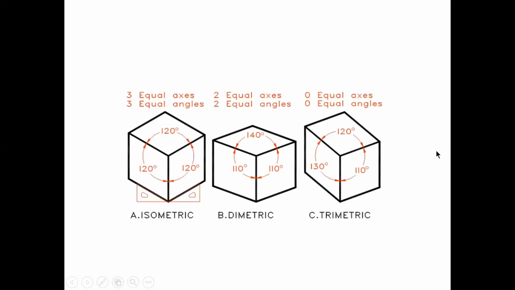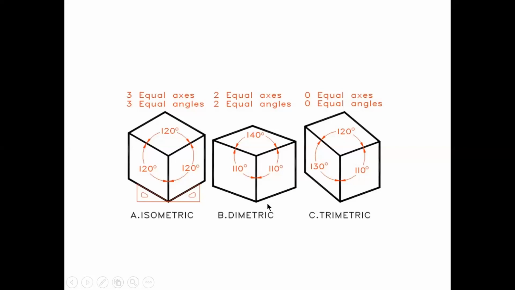Now there are three types: isometric projection, dimetric projection, and trimetric projection. But according to our syllabus, we have only isometric projection. Iso means equal, metric means angle. So equal angle or equal inclination is called isometric projection. You can observe here we have the x-axis, y-axis, and z-axis. All three axes are there, nothing but a three-dimensional figure, having equal extent: three equal axes and three equal angles. So x, y, z, and the angles are the same.